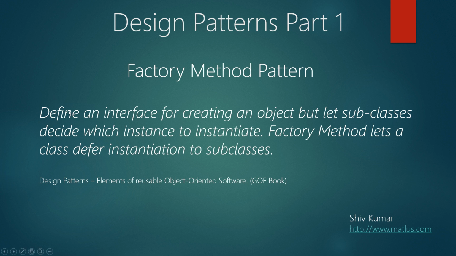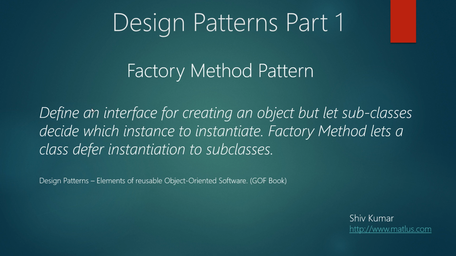So, define an interface for creating an object. Let's just stop here. Define an interface for creating an object. In this case, interface means a method. Define a method for creating an object. Up to this point, this is just a factory, because that's what a factory is. A factory has nothing but a method to create an object. That's a factory. So it happens to be a method that is a factory.